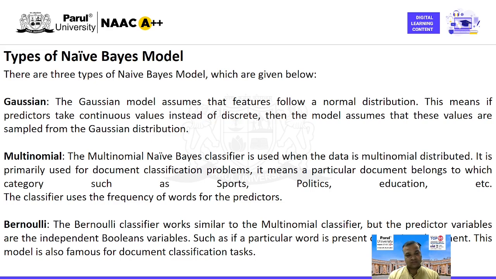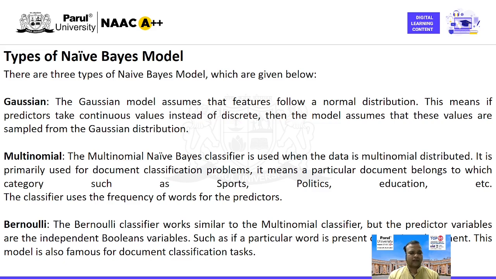Second one is multinomial. The multinomial Naive Bayes classifier is used when the data has a multinomial distribution. It is primarily used for document classification problems. It means a particular document belongs to which category such as sports, politics, education, etc. The classifier uses the frequency of words for the predictors.